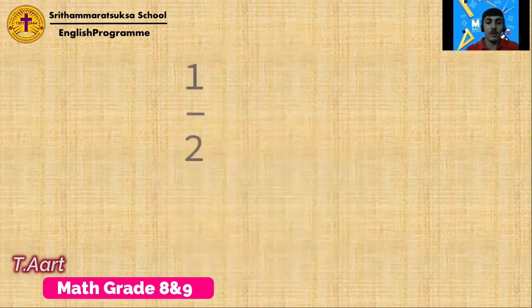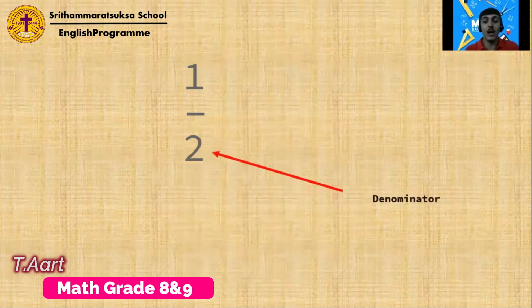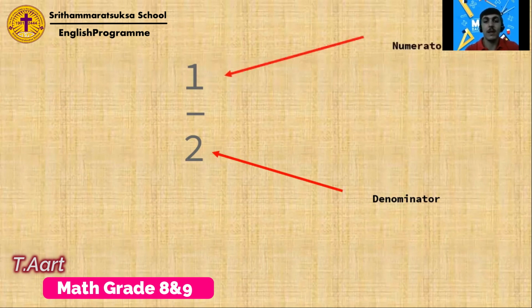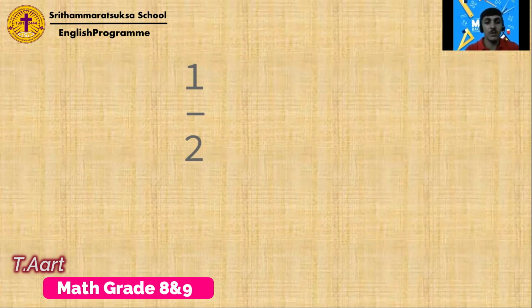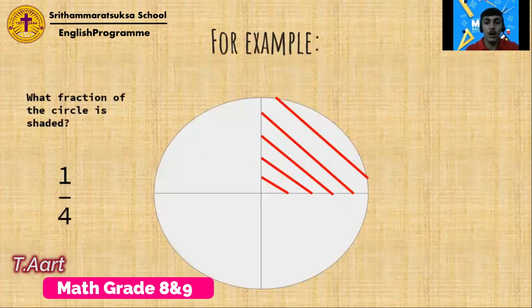When we write a fraction, we have a number at the bottom and a number at the top. Each one of them has a special name. The one at the bottom is called the denominator, and that represents how many parts there are in total. And the top number is called the numerator, and that represents how many parts we're focusing on specifically. So for this example, we're specifically focusing on 1 out of the total of 4 parts.